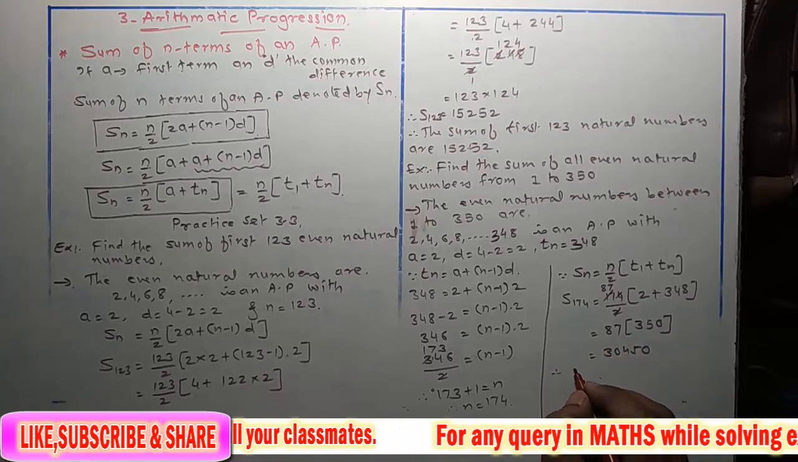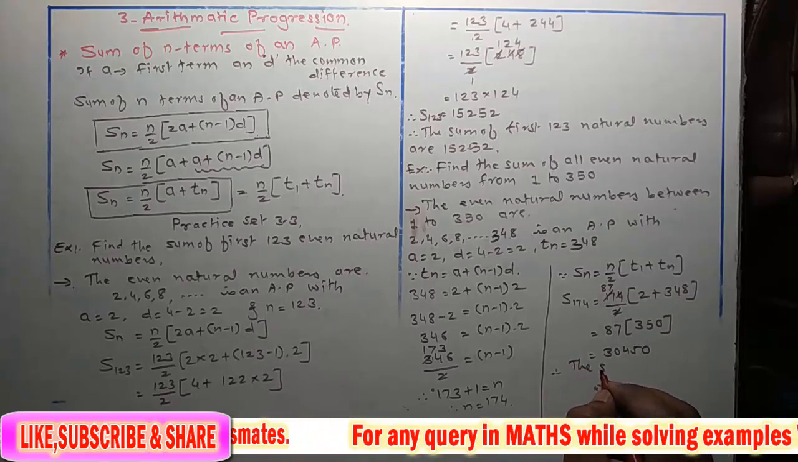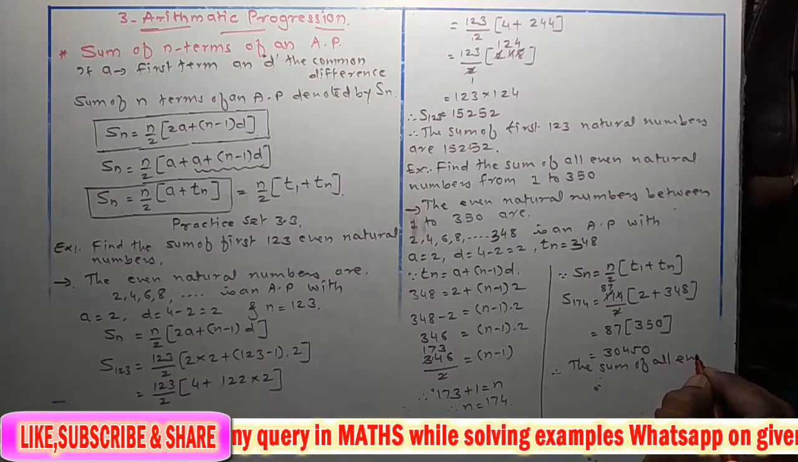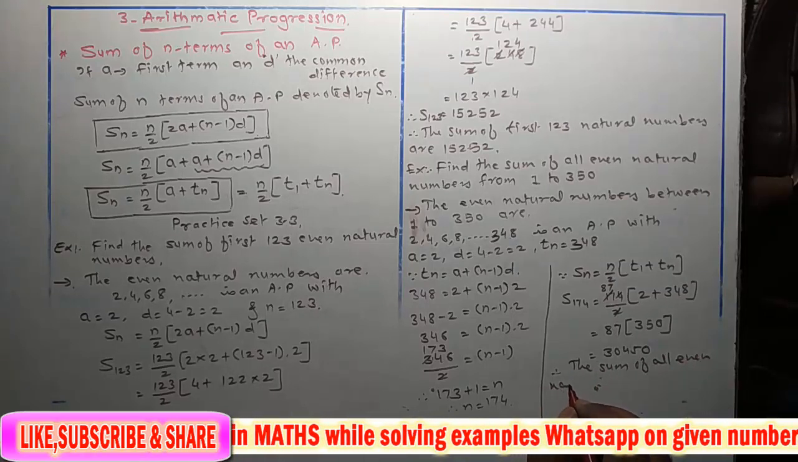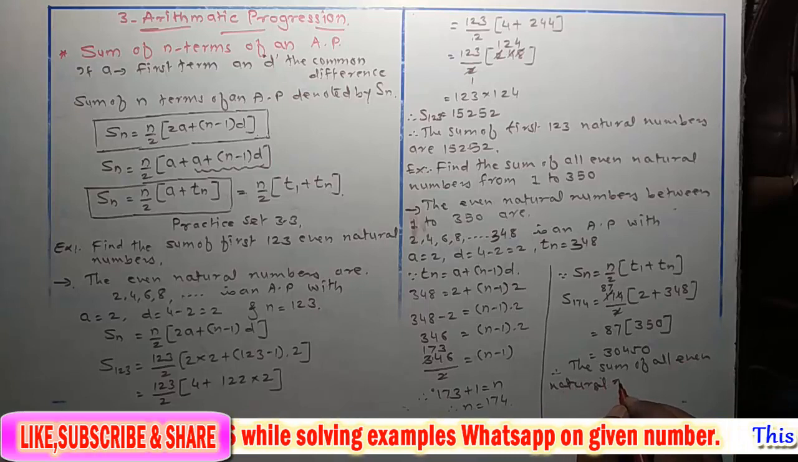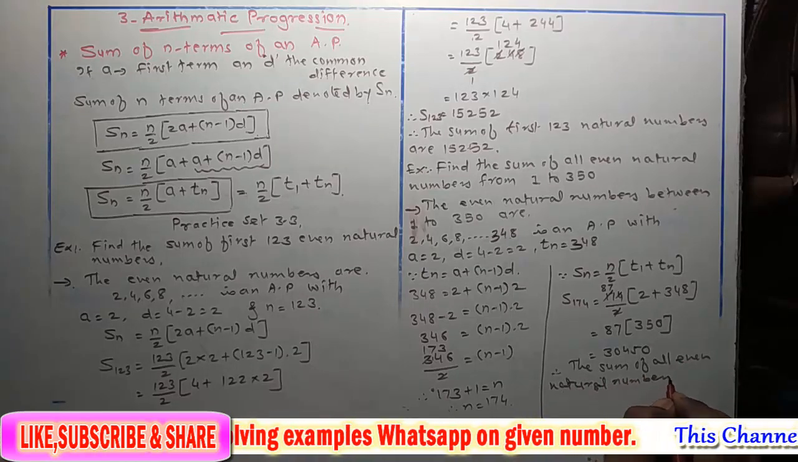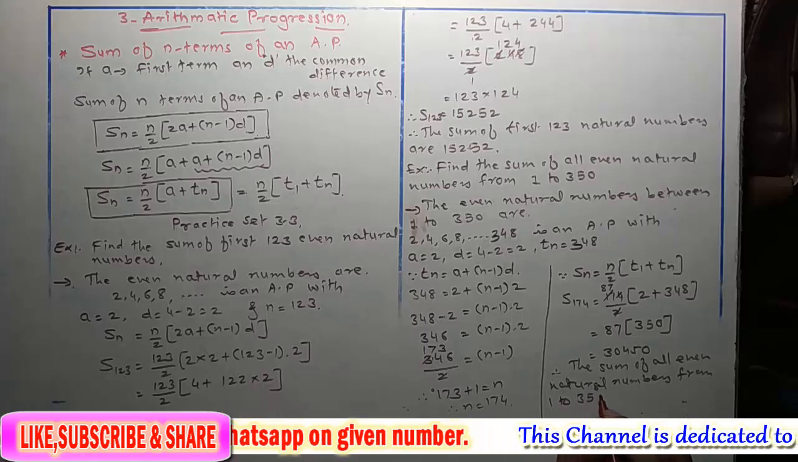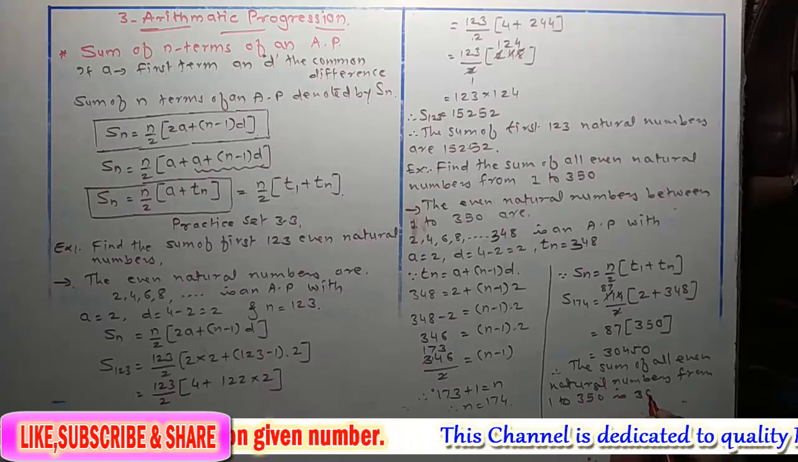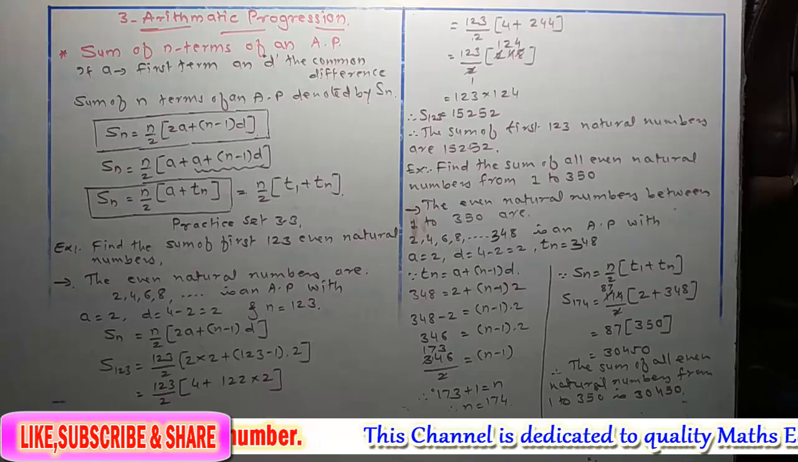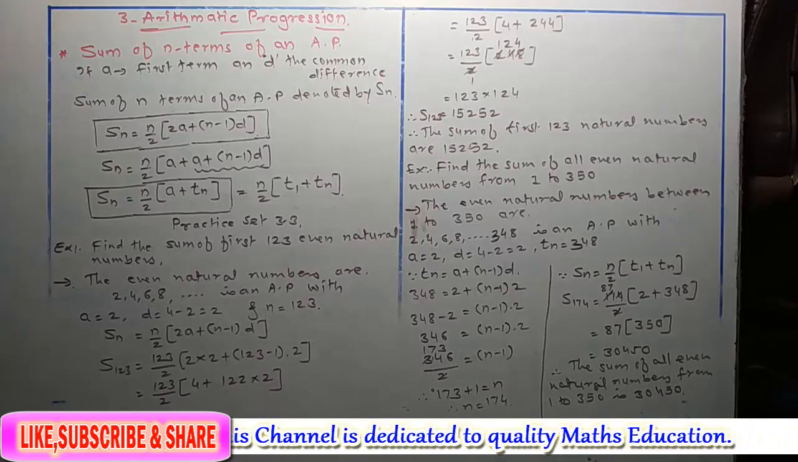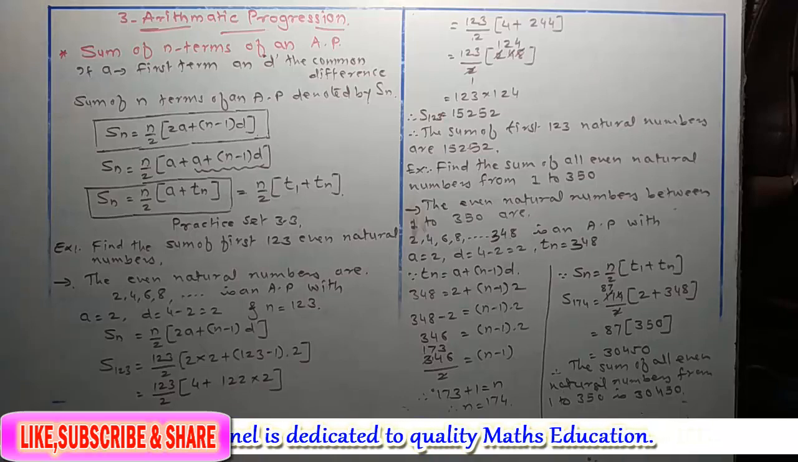And therefore the sum of all even natural numbers from 1 to 350 is 30,450. So in this way we have to use the formula for Sn. Okay, now in the next video we'll see some more examples on this same formula.